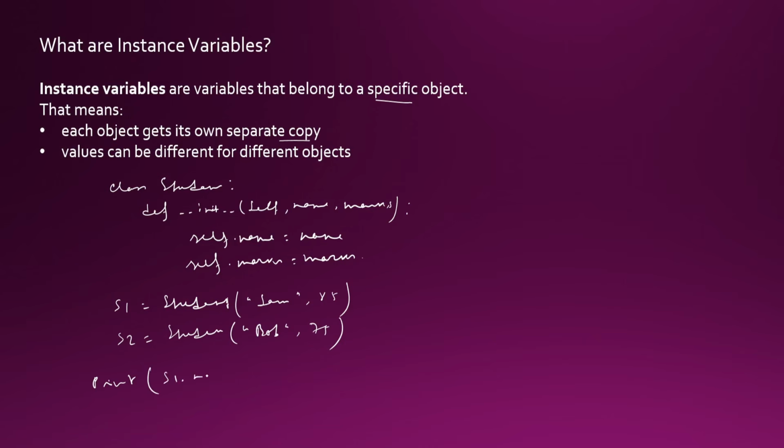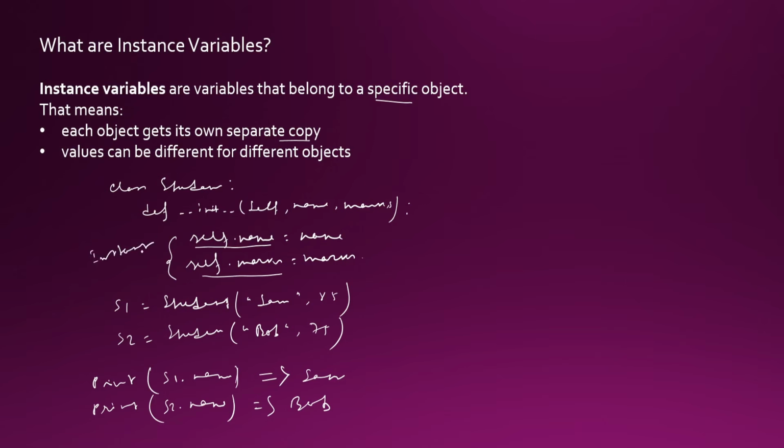S1.name, then it will give me the answer as Sam, right? And if I write print S2.name, then it will give me the answer as Bob, right? Now here this self.name and self.marks are called instance variables. Okay, this self.name and self.marks are called instance variables.